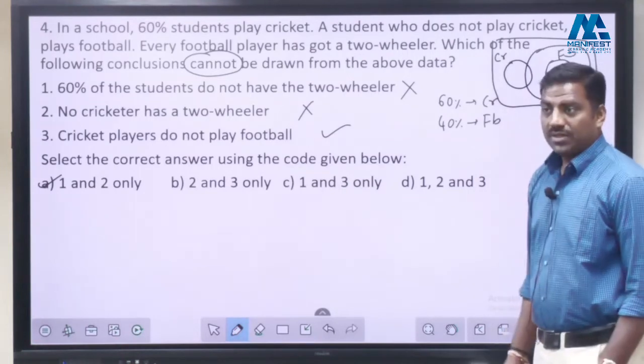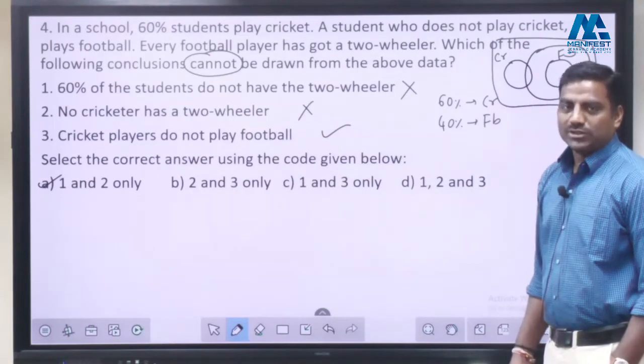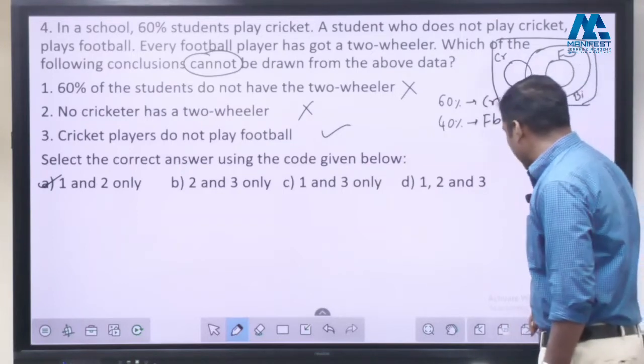Understood this or not? Actually, it is the fight between football and cricket, exclusivity. But they have mentioned that football lovers have bikes. It doesn't mean that only they have bikes. Understand? So we see such things in syllogisms later.